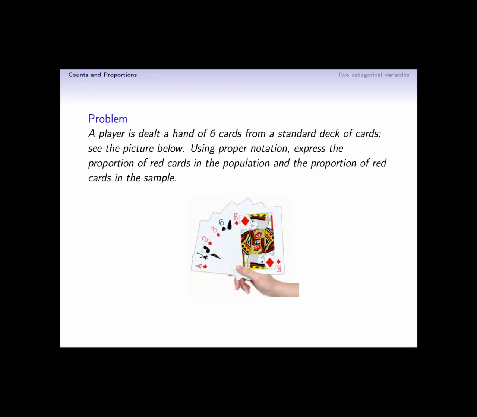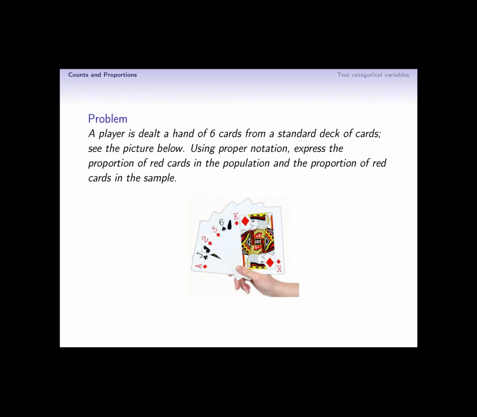So a player is dealt a hand of 6 cards from a standard deck of cards. We're going to take a look at the picture below in just a second. Using proper notation, express the proportion of red cards in the population and the proportion of red cards in the sample. Okay, so when we're thinking about this hand of cards, we're imagining that it's coming from a standard deck of cards, which is a set of 52 cards, 26 of which are red and 26 of which are black. So what is the proportion of red cards in the population, or within the deck of cards? It's going to be 26 out of 52, or 0.5.